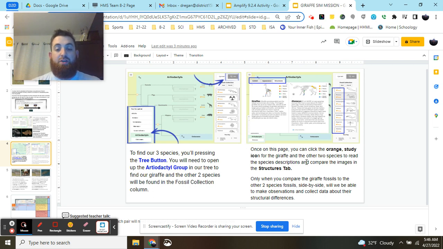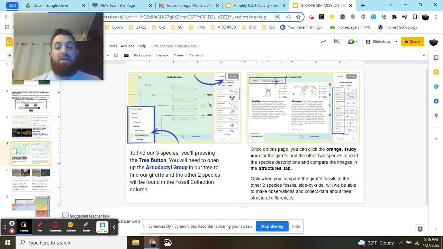And once you're on the page, you're then going to click on the orange study buttons for the giraffe and the other two species so you can read their information and you can compare their structures. So I'm not giving you the structural differences, you have to observe them yourself. So thinking about all the differences that we've looked at, whether it's the limbs, whether it's the skulls, the teeth, the ribs, so on, looking at all those structural differences. And it's only when you compare the giraffe fossils to the other two side by side, kind of how you see there in this picture, you'll be able to make those observations and collect their data about what makes them different.